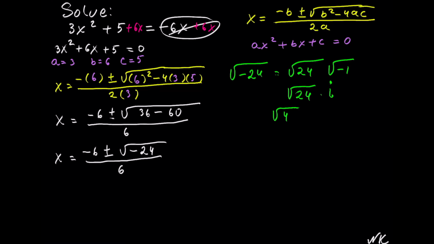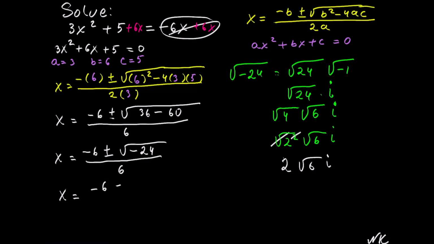So we have the square root of 4 times the square root of 6, i. And this gives us the square root of 2 to the second times the square root of 6, i. The square root and the second power cancel. So we get 2 square root of 6, i. So x is equal to negative 6 plus or minus 2 square root of 6, i, all over 6.